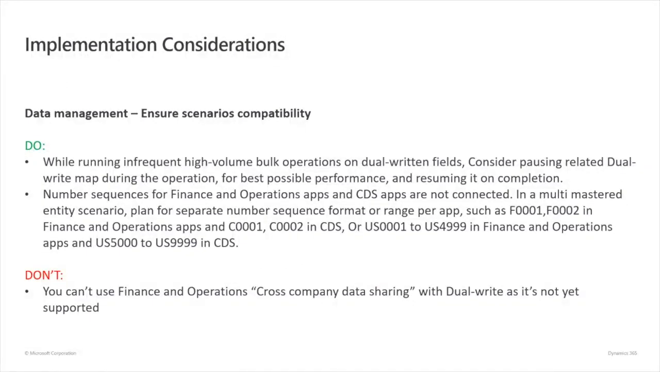The other guidance is around number sequences. The number sequences in both applications are not connected today. We don't have the concept of a global or shared number sequence. So in a multi-mastered entity scenario, plan for either separating the number sequence format or the number sequence ranges per app. I'm showing a few examples of how that looks. And on things that you want to avoid, it's worth noting that today you cannot use the finance and operations cross-company data sharing feature with dualwrite, as that's not yet supported.